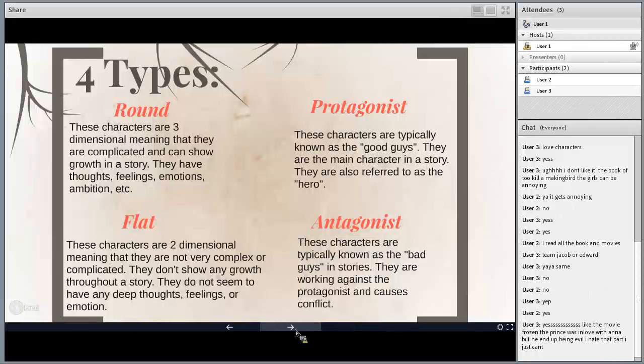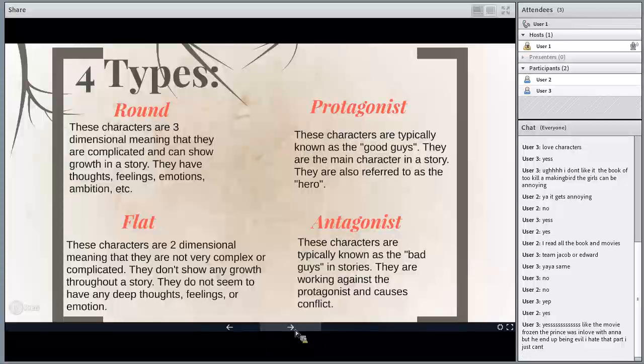It's like the movie Frozen. The prince was in love with Anna, but yeah, Frozen is a good example. He wasn't the main character. I think the prince would actually fall more under the antagonist, or one of the antagonists, in that story.